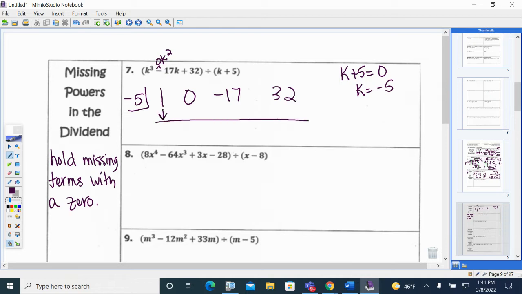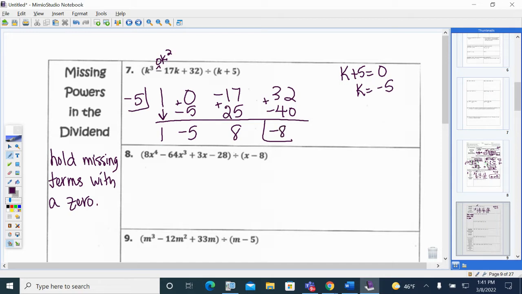Bring that first term down. Negative 5 times 1 is negative 5. 0 plus negative 5 is still negative 5. Negative 5 times negative 5 is 25. Negative 17 plus 25 is going to be 8. Negative 5 times 8 is a negative 40. And then 32 plus negative 40 is going to be a negative 8.